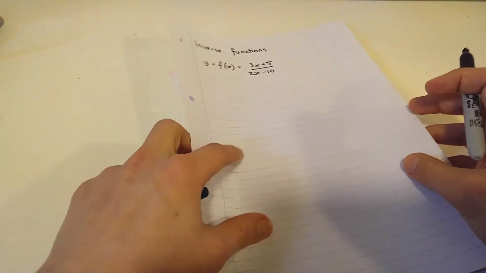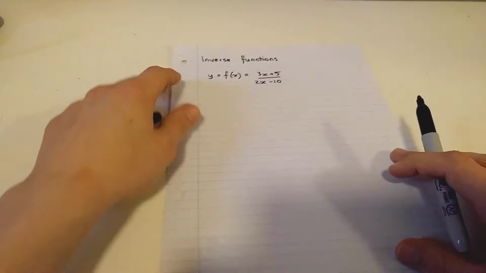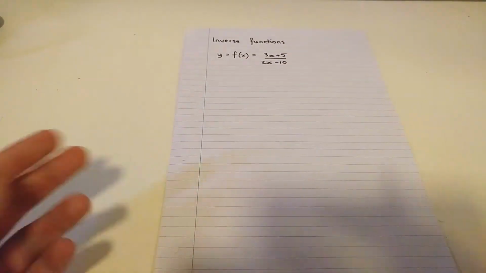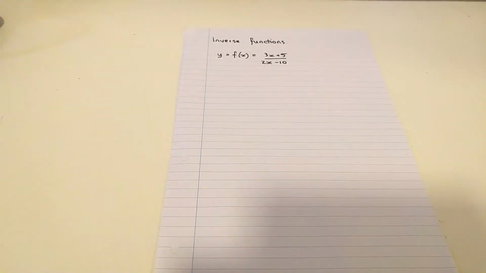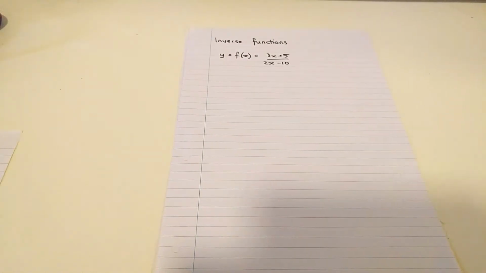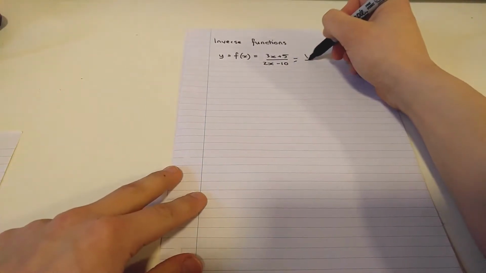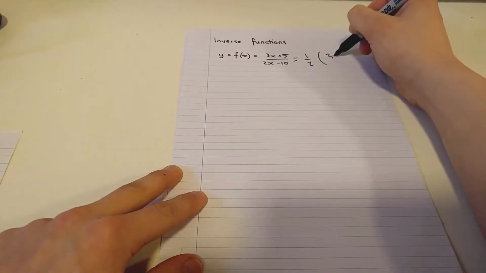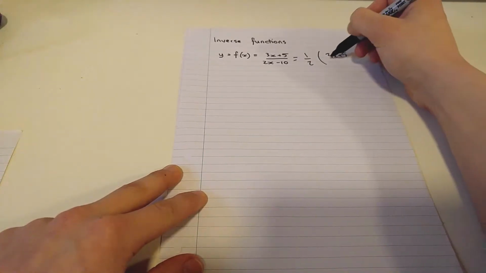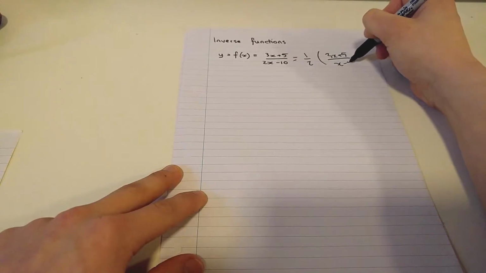Sorry, that was supposed to be in a different order. So we'll do inverse first. And for there to be a valid inverse, a function must be a bijective function. Otherwise, we can't find an inverse. So if you look at this example question, y, which is a function of x, is equal to 3x plus 5 over 2x minus 10. We can factorize this, and we get 1/2 times 3x plus 5 over x minus 5.